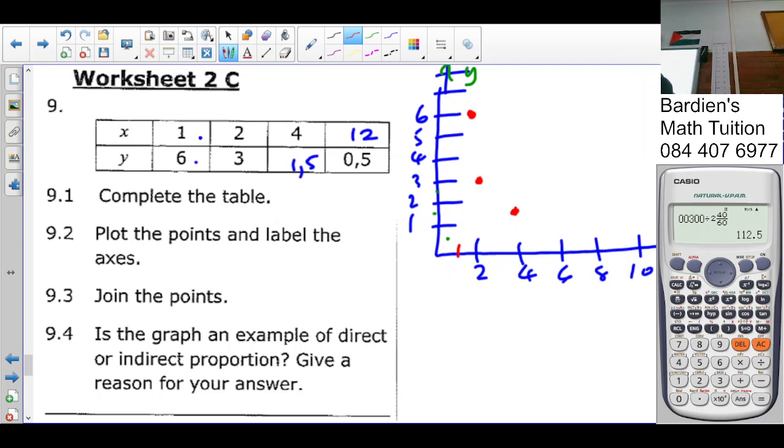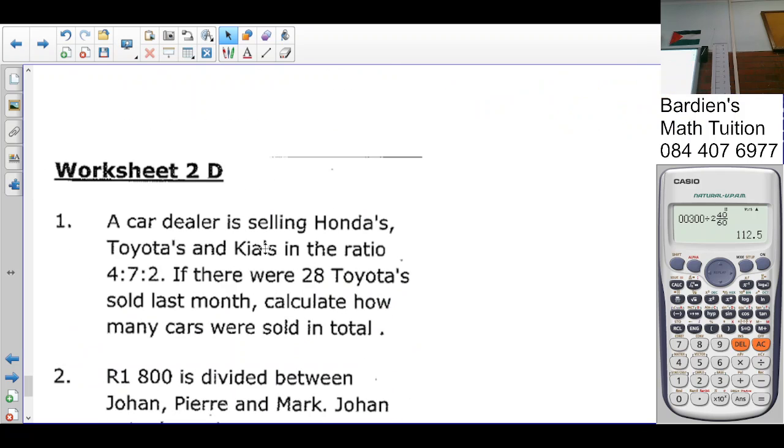It asks us to connect this. Is this a straight line or a curve? A curve. You see that, people? Join the points. Is the graph an example of direct or indirect proportion? Indirect or inverse proportion. Right, 2D.